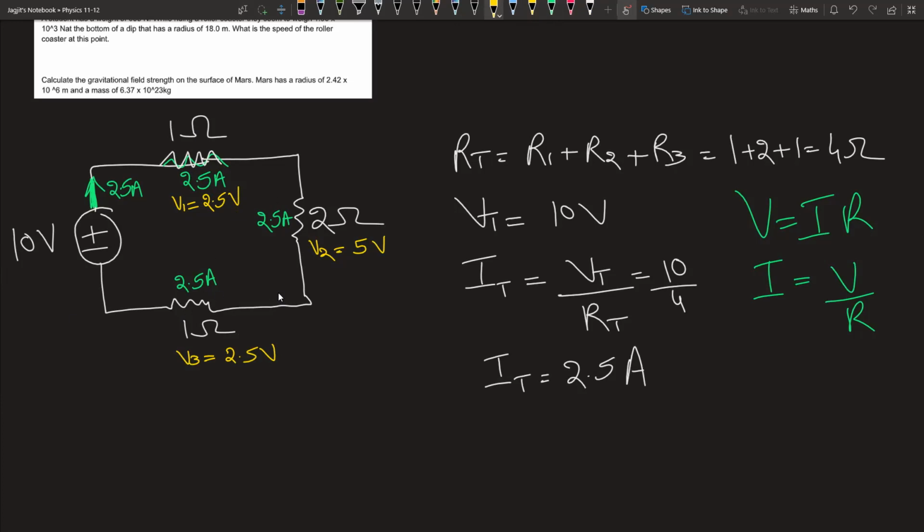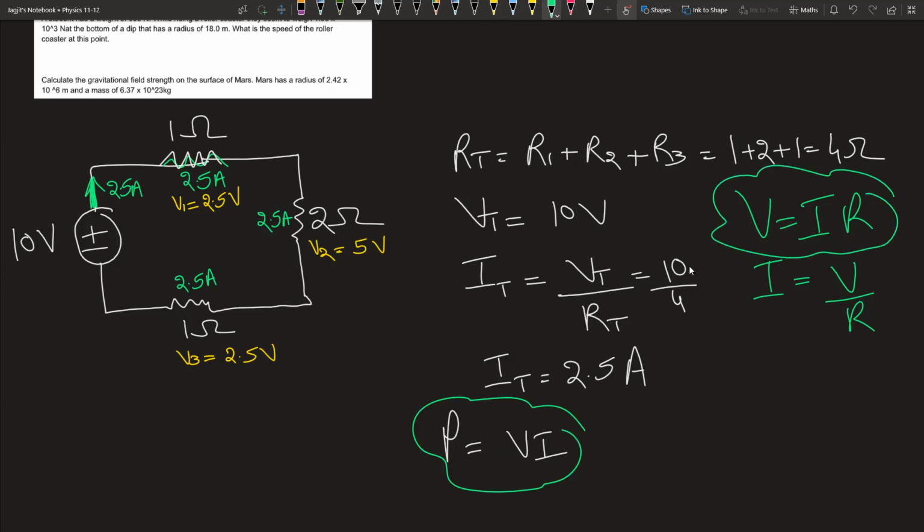I found all the voltages now, the voltage drop at each of the resistors. And now how can I find the power loss at each of the resistors? We know power is VI. That's the formula for power. Remember that. These are the formulas you're going to have to remember. So to find the power drop at each of these resistors, I can do VI. Okay, so let's do that.